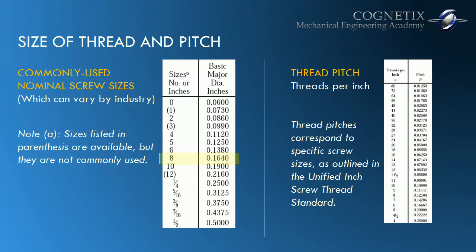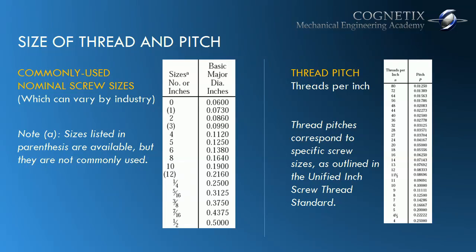thousandths of an inch. You can see also that sometimes the number is not listed, but rather a fraction. So a quarter right there, a quarter size screw is very commonly used. And of course, it represents a quarter of an inch, which is 0.25 or 250 thousandths of an inch.